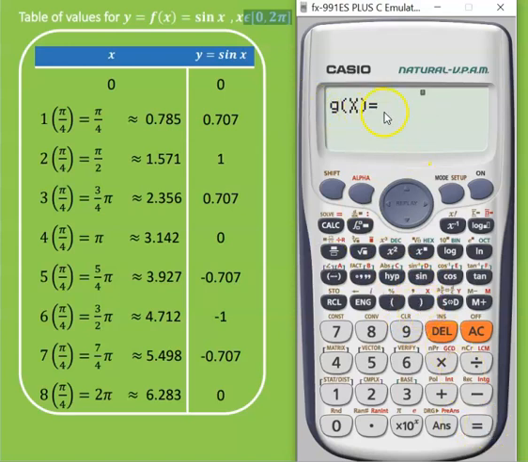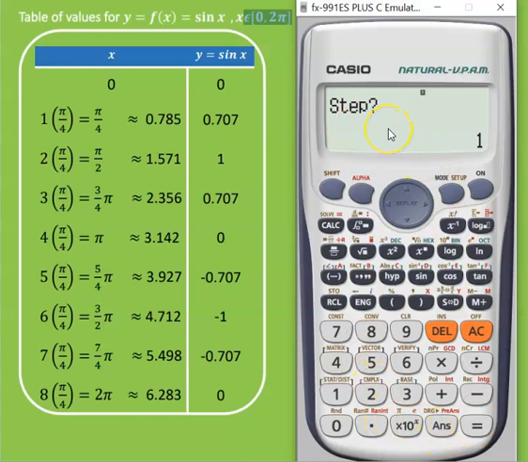Another function is being asked by the calculator. We don't need another function. Keep going. Start. The x value starts with 0, so we'll write 0. Another number being asked by the calculator is the finishing point of the interval, which is 2 pi. So 2, then shift pi.